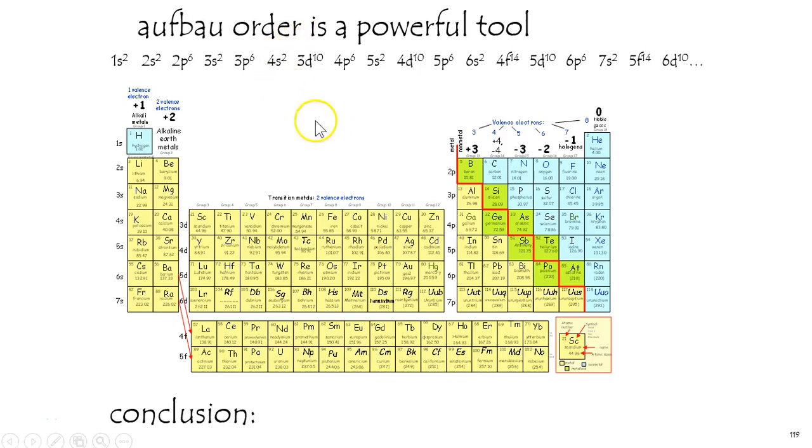Hi, Dr. B here, and let's take a look at the periodic table in terms of how it follows the electron configuration for the electrons in any atom.